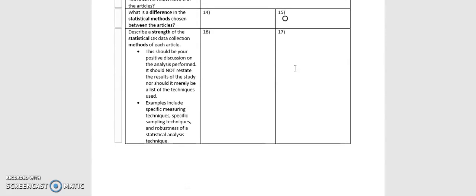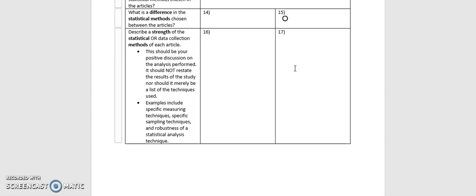16 and 17 are asking you to describe a strength of the statistical or data collection methods of this article. So we discussed several statistical methods up to this point that are in the article. Well, I should say at least one for each article. What are the strengths of that particular statistical method? All statistical methods have strengths and weaknesses. You might have to research this.